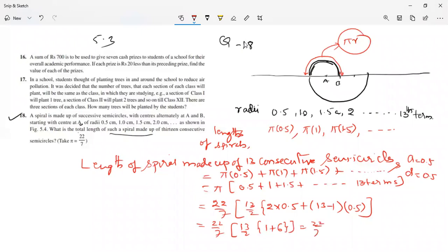So we are getting 22 upon 7 into 13 upon 2 into 7, and 7 7 will cancel. 2 ones are 2, 2 ones are 2. 11 into 13 is equal to 143 centimeters. This is the length of the spiral.